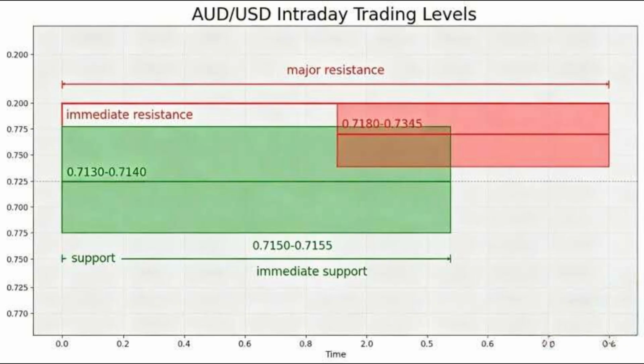First, the bullish scenario: buy on dips. This strategy is based on the expectation that risk sentiment will remain positive. The RBA's hawkish stance will provide support, and the US data will be weaker than expected. Here's how to implement this strategy.